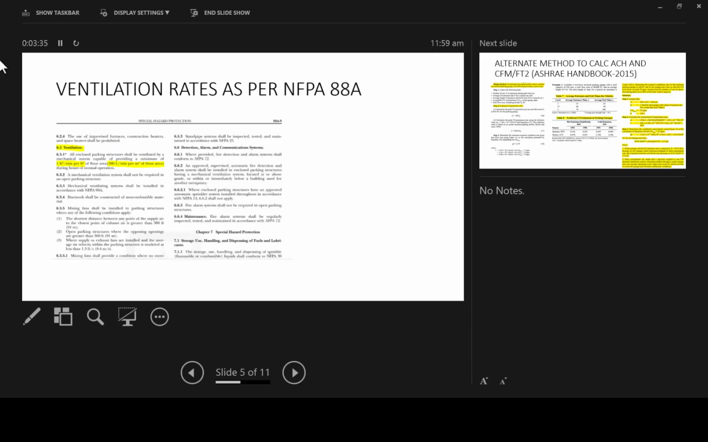And this is another reference as per the NFPA 88A. Here you can see they say that an enclosed parking structure shall be ventilated by a mechanical system capable of providing a minimum of 1 cubic feet per minute per square feet, meaning 1 CFM per square feet. Like if you have an area of 1200 square foot, you need 1200 CFM to be exhausted from that area. So this is defined by the NFPA.